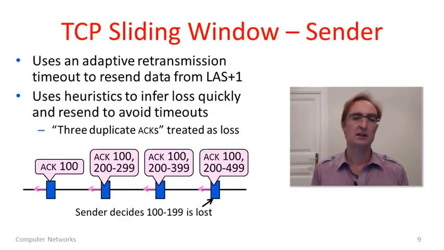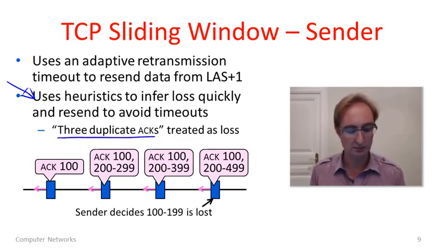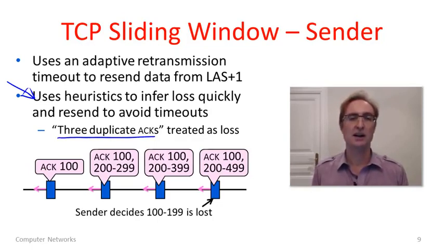At the sender, TCP uses an adaptive timeout strategy, retransmissions based on this adaptive timeout, to resend the data when that timeout goes off, from the highest acknowledgement number, the next expected byte, onwards. However, and this is the clever bit for TCP, TCP uses a variety of heuristics to infer loss quickly so that it can resend the data and avoid these timeouts. And it does that by using information in the ACK stream. There is a 3 duplicate ACKs rule of thumb that's used to find loss. Now, what's that all about? Let's see an example, and I think it'll become clear.